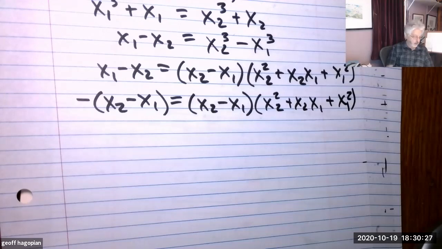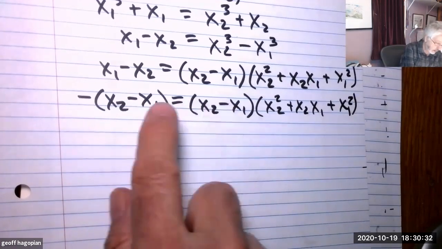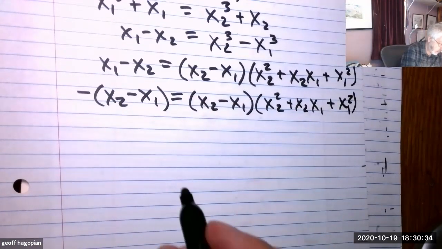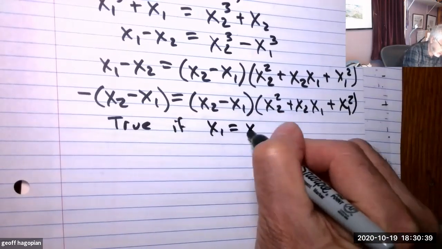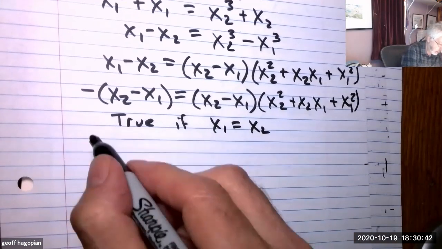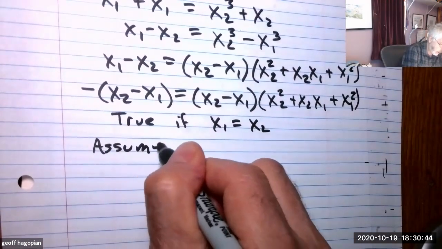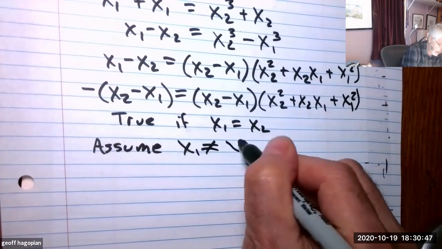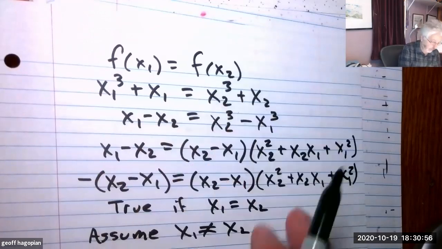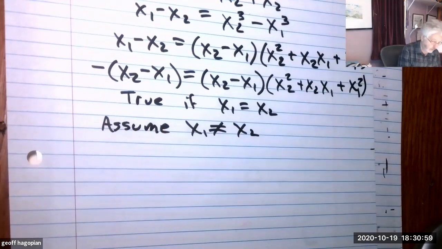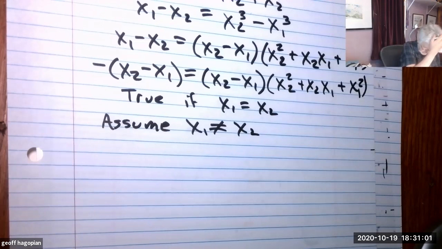Certainly if x1 equals x2, then this statement is true. So this is true if x1 equals x2, which is what we're trying to show. So what we're going to do is assume x1 is not equal to x2 and see that that leads to a contradiction, okay? That will be sort of a proof by contradiction that in fact f of x1 equals f of x2 if and only if x1 equals x2.